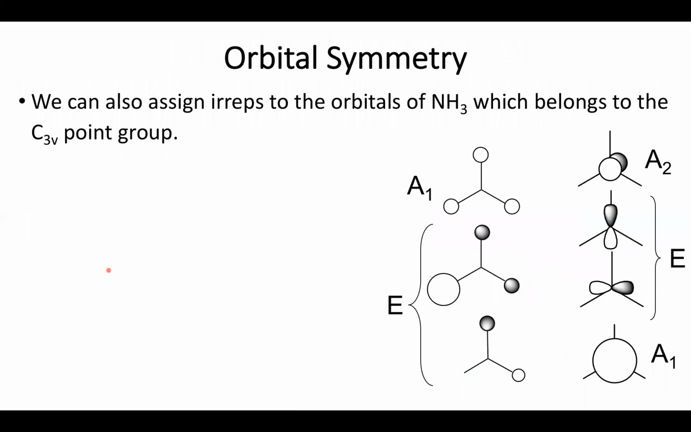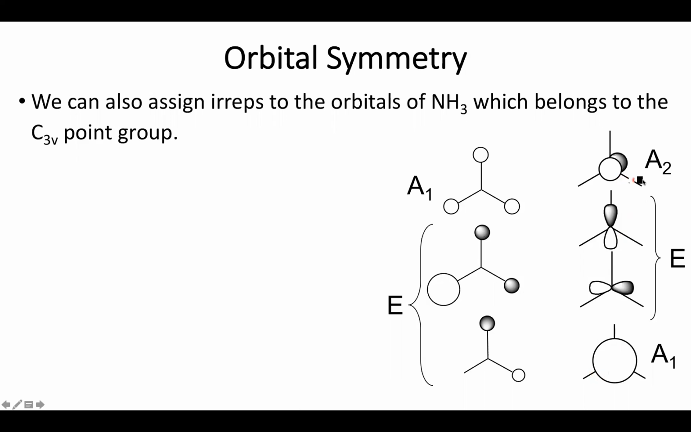And we can apply the same idea to other molecules, including NH3, which belongs to the C3v point group. So we should be able to, using your character table, rapidly identify the irreducible representations of the 4 valence orbitals on the nitrogen atom. The s orbital, as always, should belong to the completely symmetric irreducible representation, because that's an s orbital.